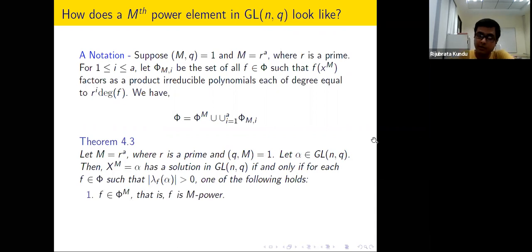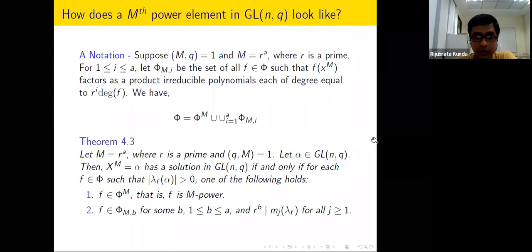Number one is that f belongs to Φ^m, so f is an m-power polynomial. This is the first condition. Or else, if f belongs to some Φ_{m,b}, then a certain condition over the partition has to be satisfied, okay? And that condition is that r^b divides m_j(λ_f) for all j greater than or equal to 1, which means that r^b divides the number of times each part occurred. So the multiplicity of each part is a multiple of r^b. That is what it means, right? So these are the two conditions that can ensure that alpha has an mth root in G_n(q), and conversely also. So this is an if and only if condition. It is important that this is an if and only if condition, right?